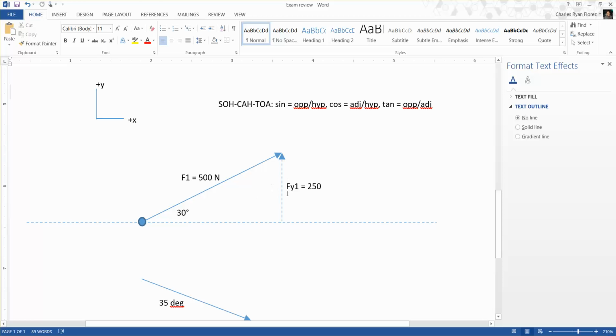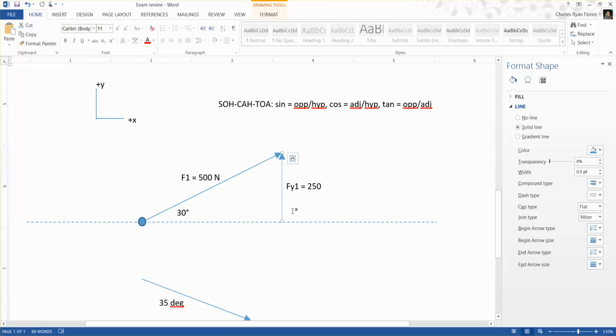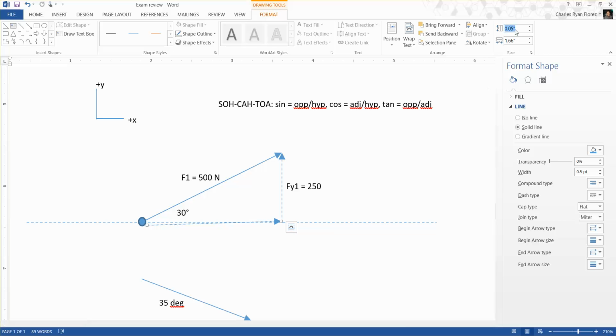Okay, and now we want to find the x component, that component being this one here.